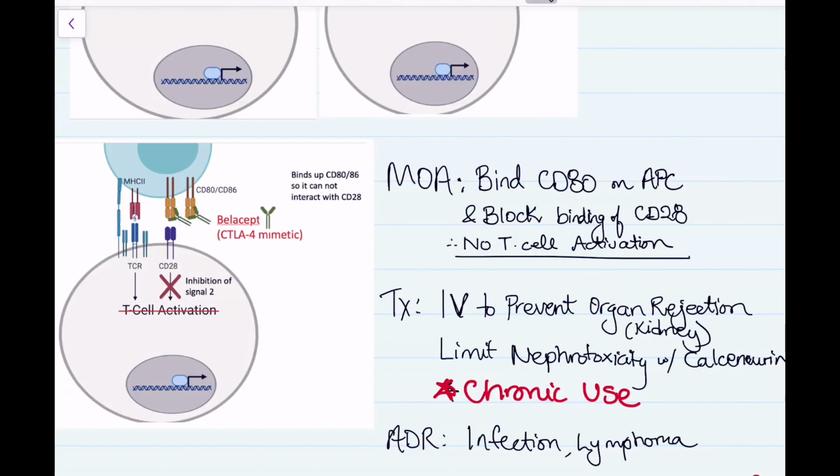Hope that made sense. So the drug that we have talked about for the CTLA4 mimetic is called Cept. And with Cept, the mechanism of action is that it's binding CD80 on the antigen-presenting cell and blocks the CD28. So there is no T cell activation. So here is the Cept. It will basically compete and bind CD80, as we can see here. Therefore, CD80 can neither bind to CD28, and it binds to a mimetic, or a fake copy, of CTLA4.